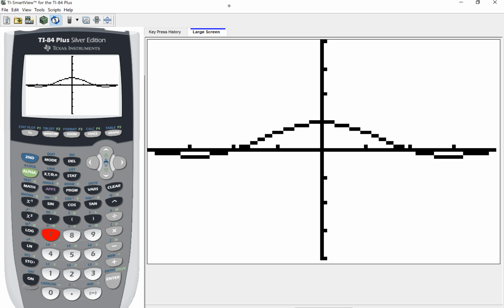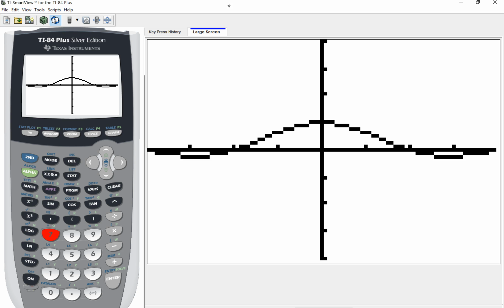So basically, as I'm getting closer and closer to 0, what value vertically is the graph approaching? 1. Okay, so we say the limit of this function as x approaches 0 is equal to 1.